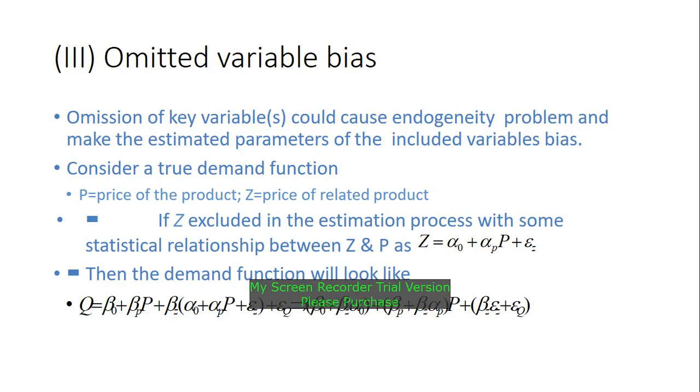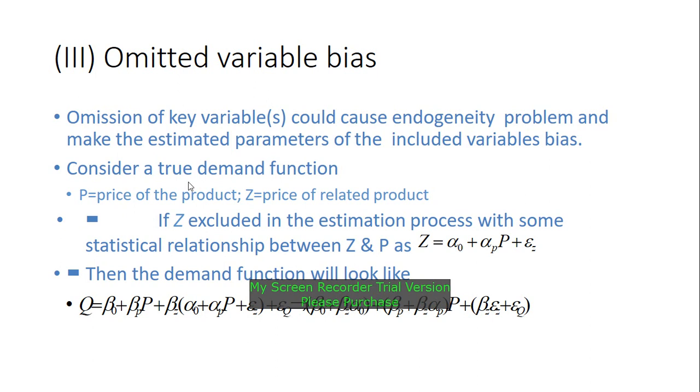Let's look at another cause. Another cause of endogeneity is omitted variable bias. So what does this mean? It means that when we omit a key variable, it can cause endogeneity. And it's a problem because it makes the estimate of the parameter biased. So when we say something is biased, then the expected value of the parameter will not give us the true value.